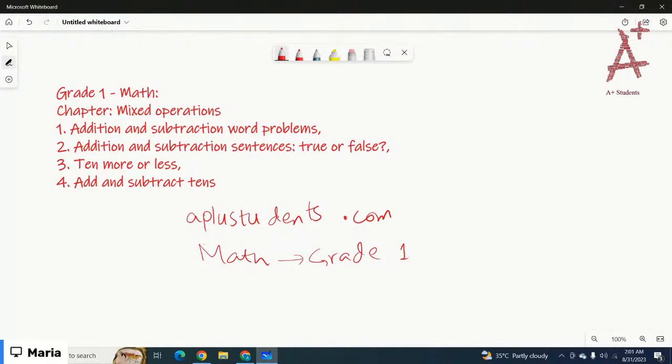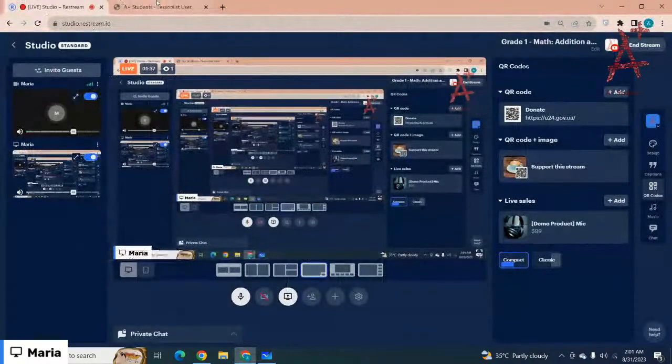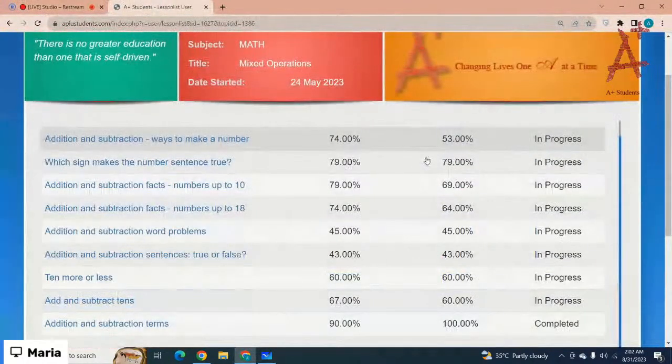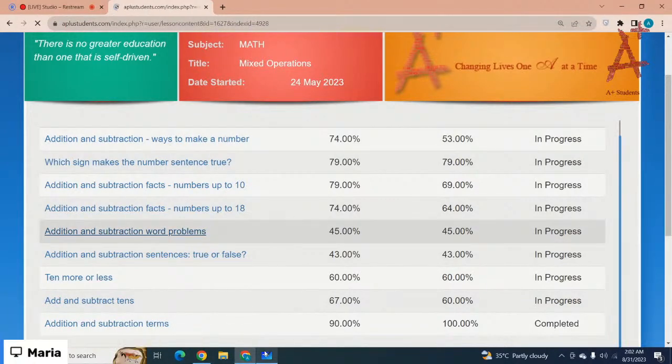We're going to start with the chapter mixed operations, and the lessons we're going to cover from the chapter are addition and subtraction word problems, addition and subtraction sentences true or false, 10 more or less, and add and subtract tens. So let's start with the lesson. Here I'm on grade 1 math. The chapter we're working on is mixed operations. Let's start with the first lesson, addition and subtraction word problems.